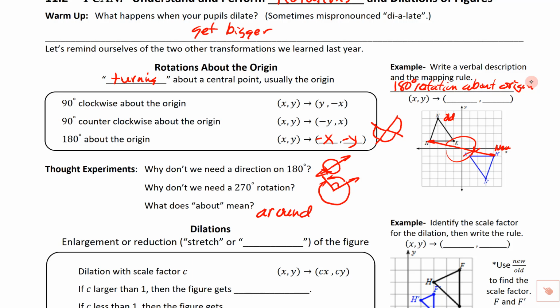Some of these get a little bit more complicated. It might take some time to commit these to memory. So the rule for a 180 degree rotation is, again, they don't switch places. So we've still got an X and a Y. What we do is we change the sign of each one of those.